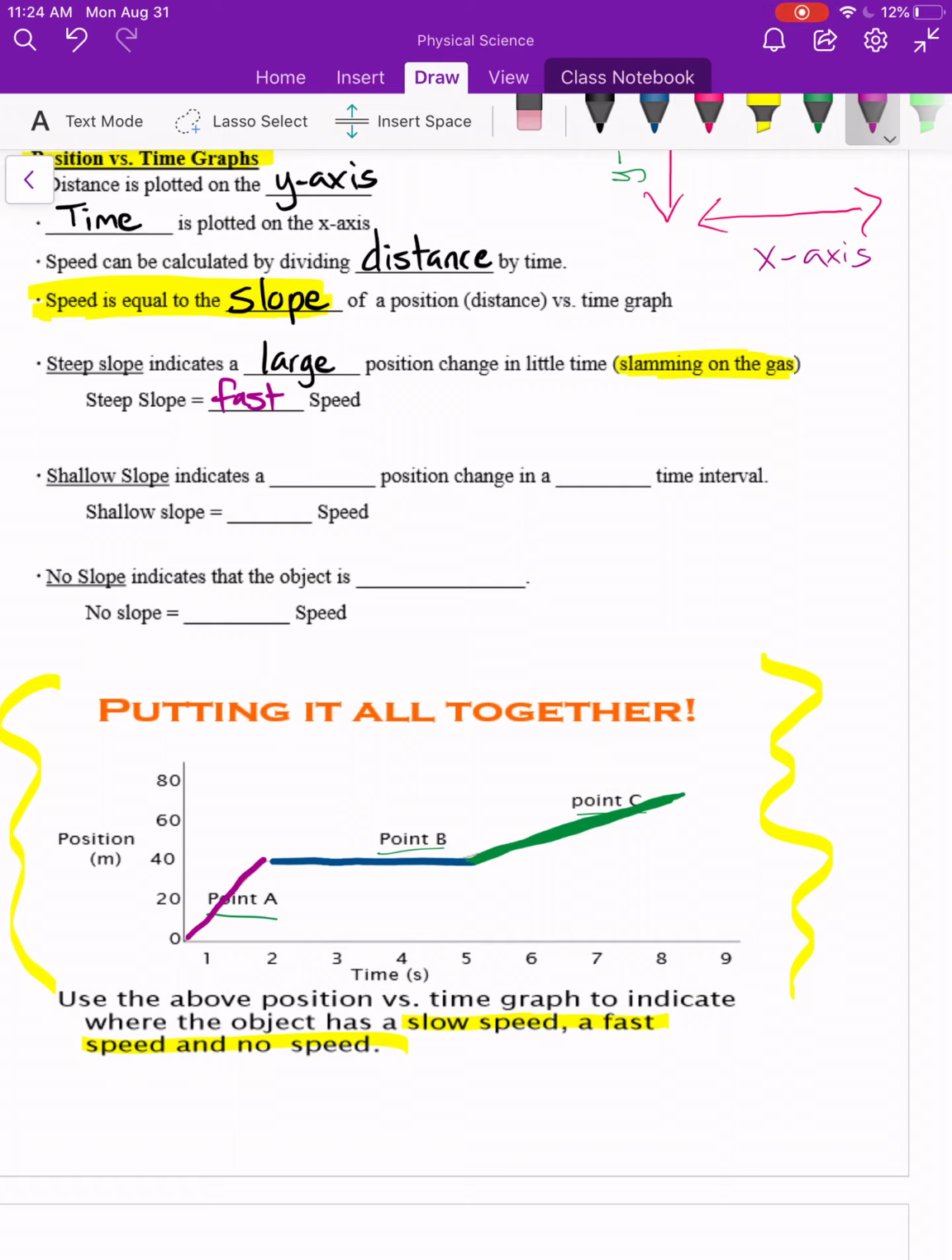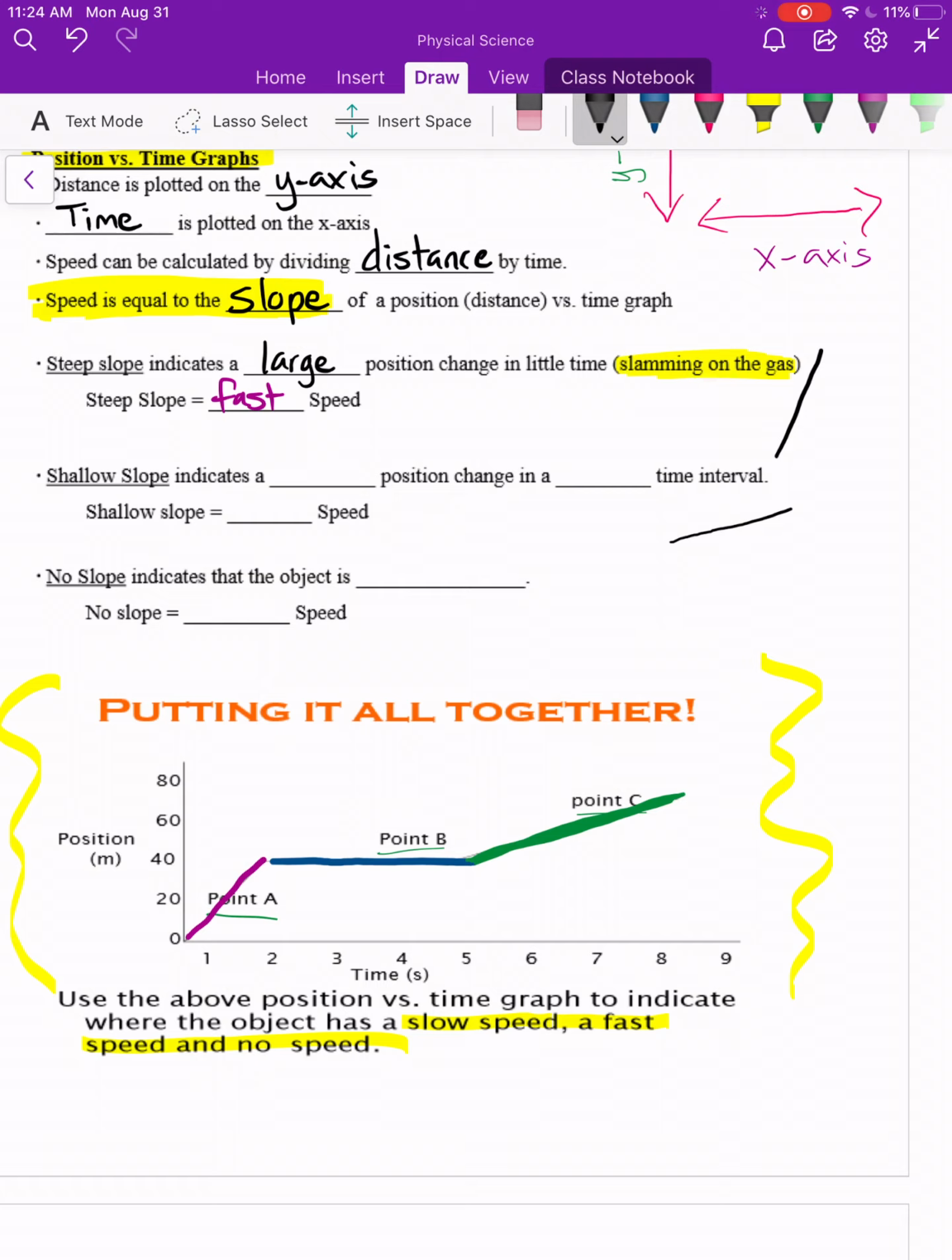All right, a shallow slope. So shallow means very, very gradual, okay? Steep is like if you were looking at lines, it increases very quickly. Shallow would be it's increasing but not as much, okay? So this would be shallow.